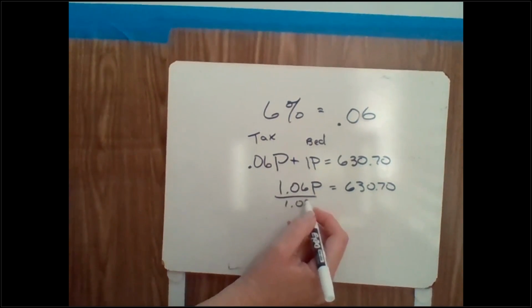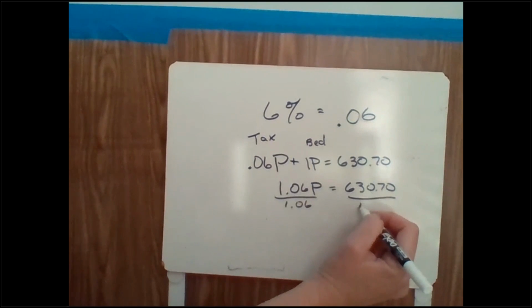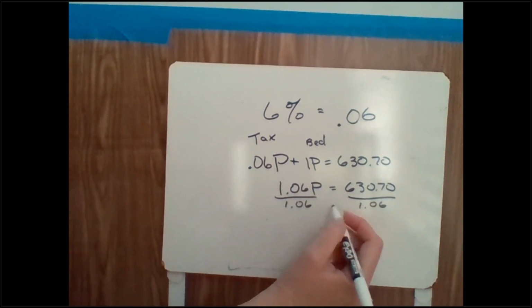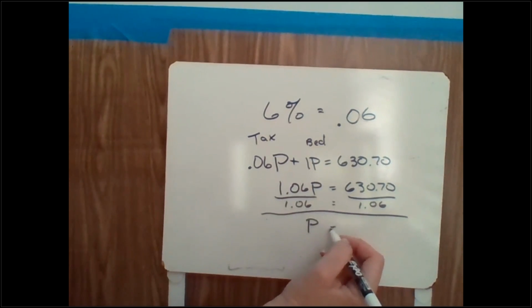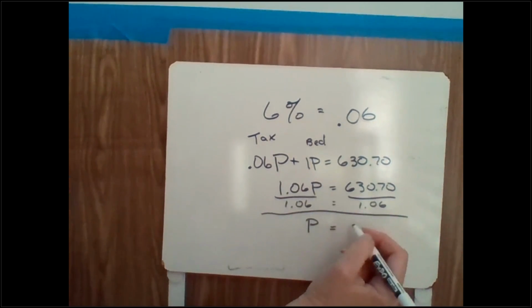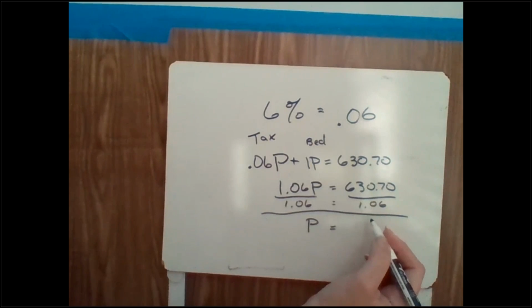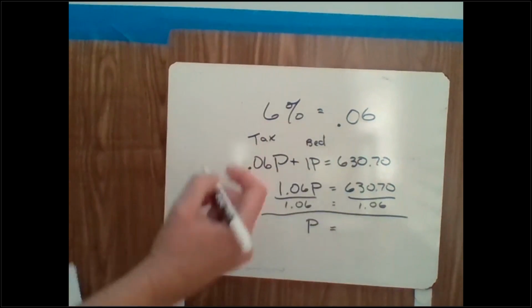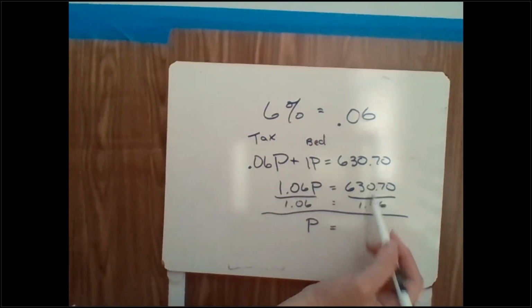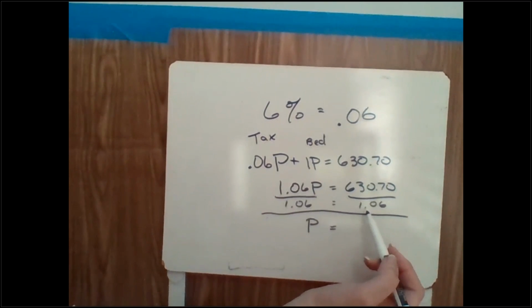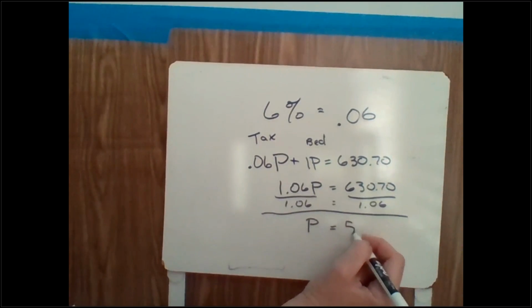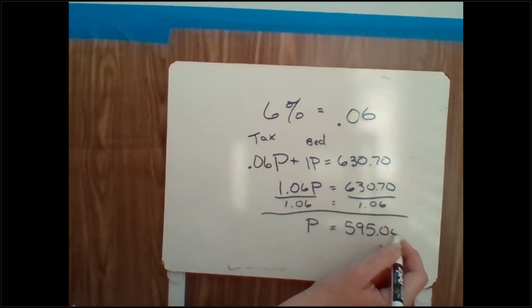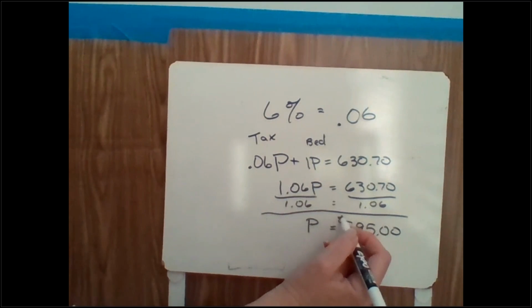Need to divide both sides by 1.06. Leaves me with the price of one bed is going to be, and on this kind of a problem, you certainly could use long division, but I have a feeling you would probably be allowed to use a calculator. So I solved it on a calculator and came up with $595.